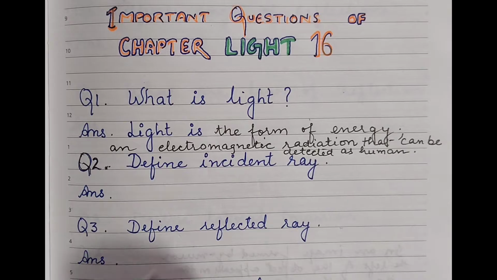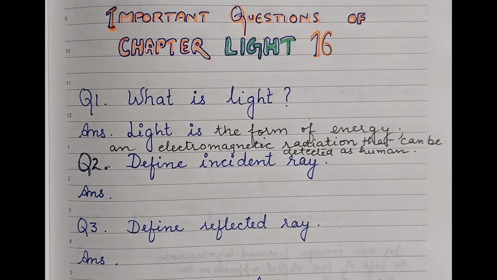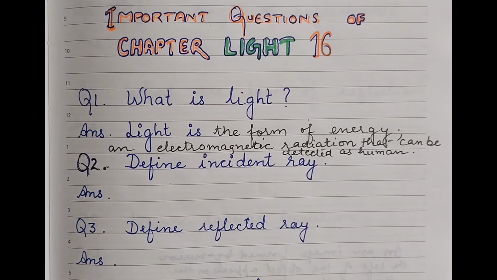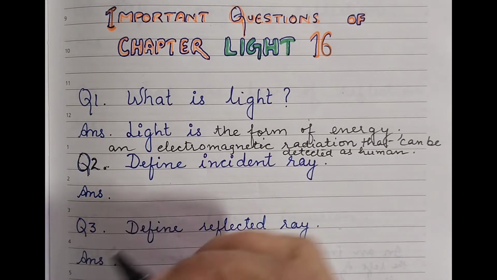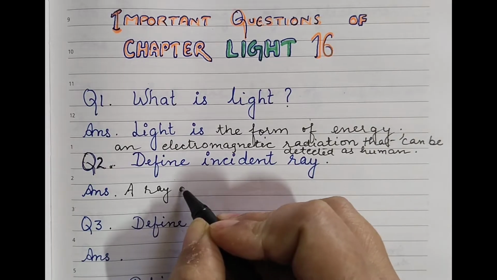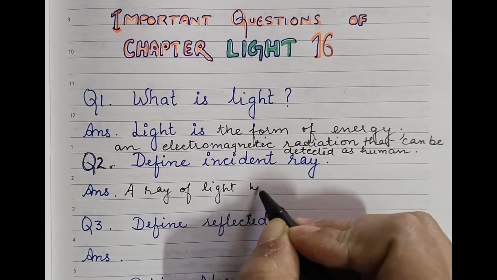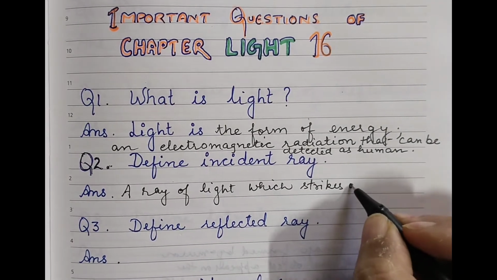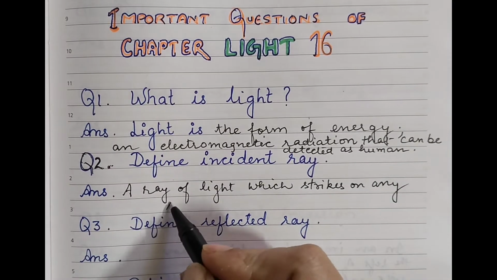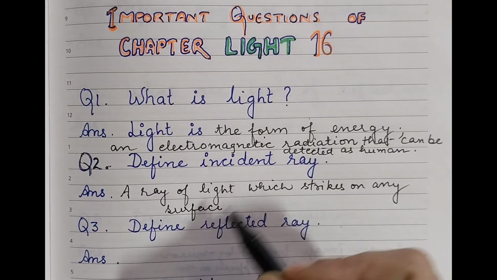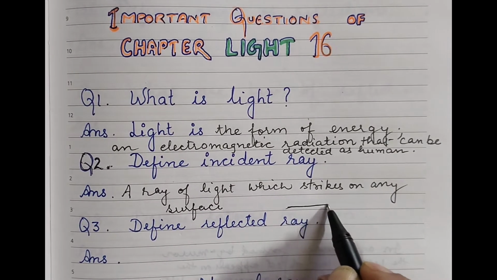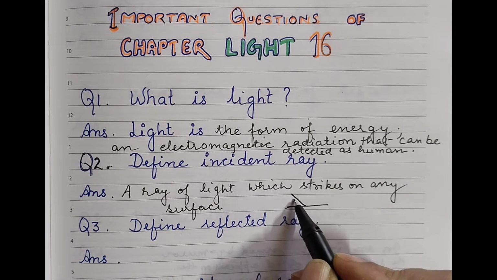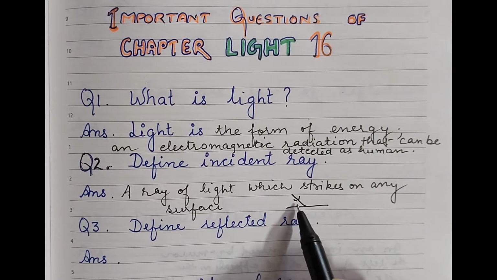Now question number 2, define incident ray. What is incident ray? Incident ray is simply a ray which strikes on the surface of a plain smooth mirror or surface. So, a ray of light which strikes, which falls on any surface, is known as incident ray. For example, this is a surface and the light striking on this surface is known as incident ray.